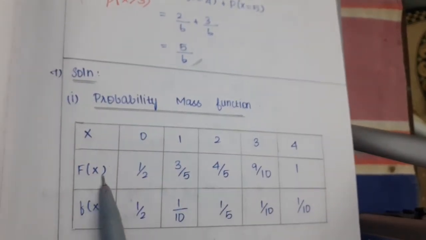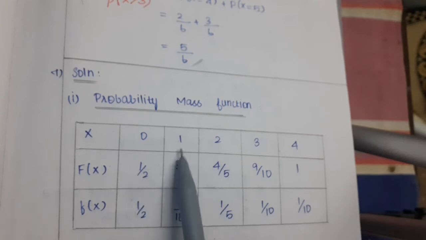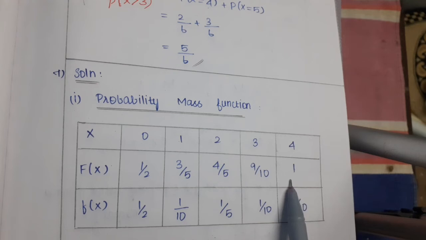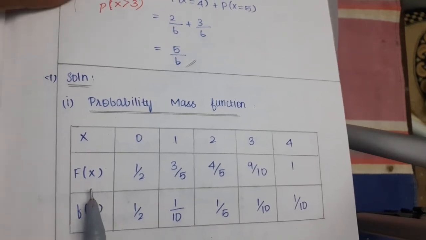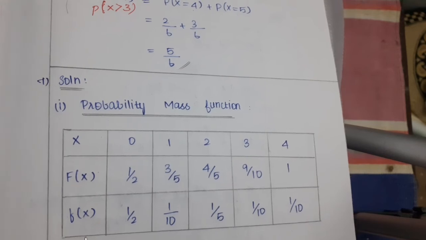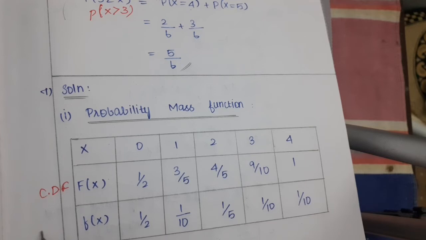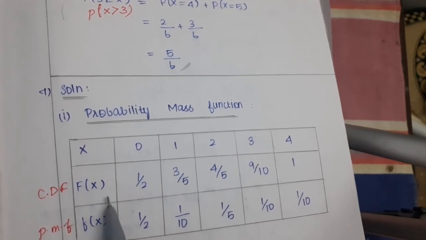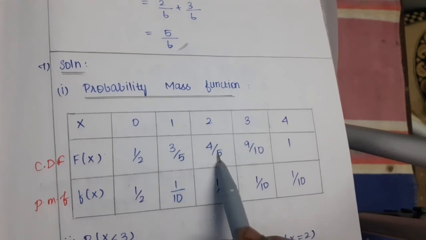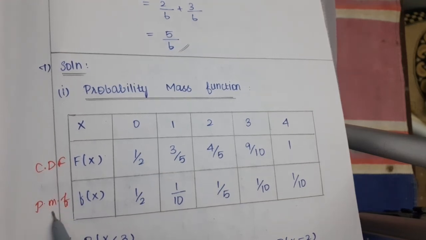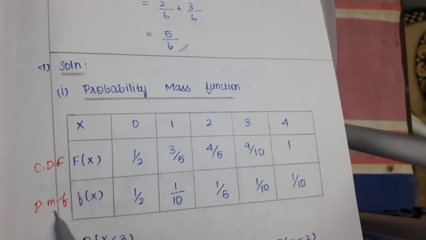So what is capital F of x? If we take 0, the value is 1 by 2, 3 by 5, 4 by 5, 9 by 10, and 4 is nothing but 1. Given this, from f of x you find the cumulative distribution function, capital F of x. Small f of x is the probability mass function, and this is the cumulative distribution function. From the probability mass function to the cumulative distribution, we add. From the cumulative distribution to the probability mass function, we subtract.